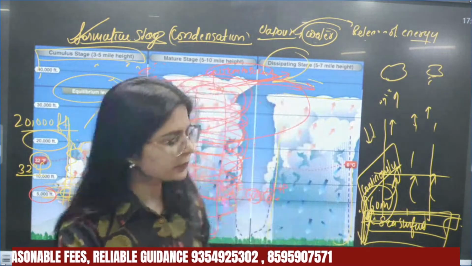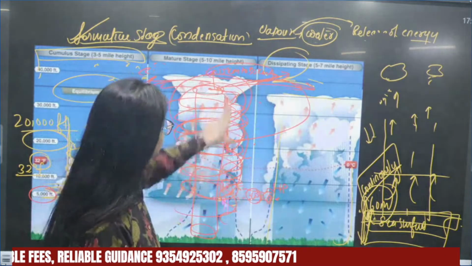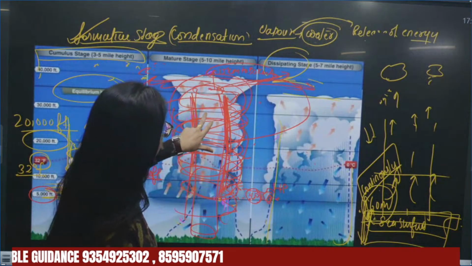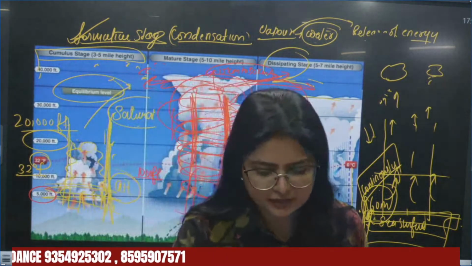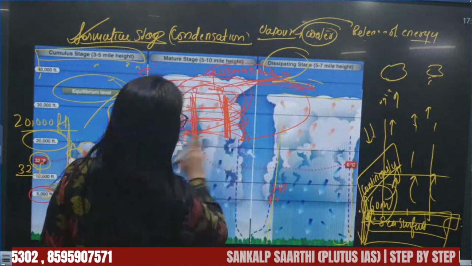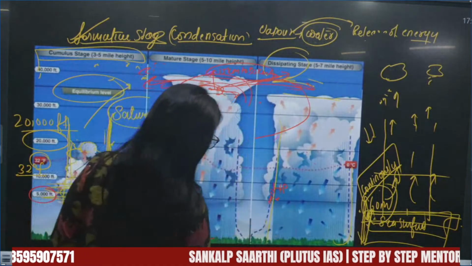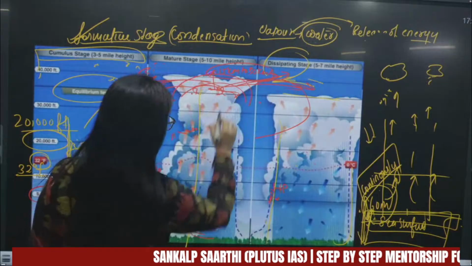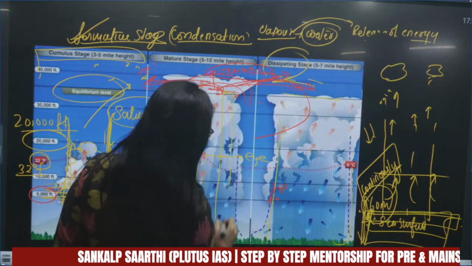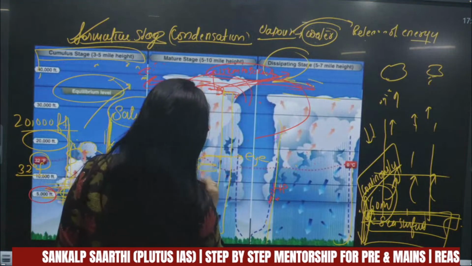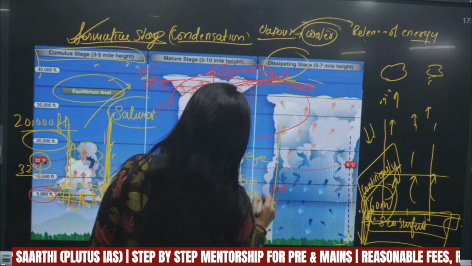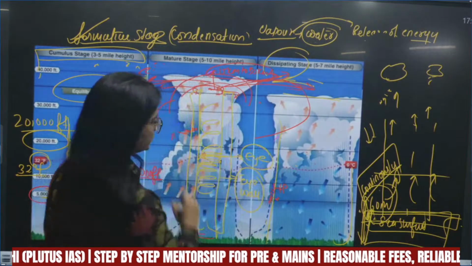Write down: surrounded by the eye wall is the eye in the center.